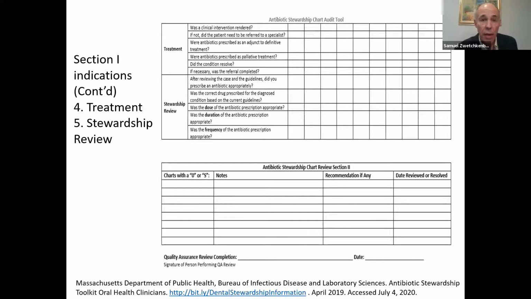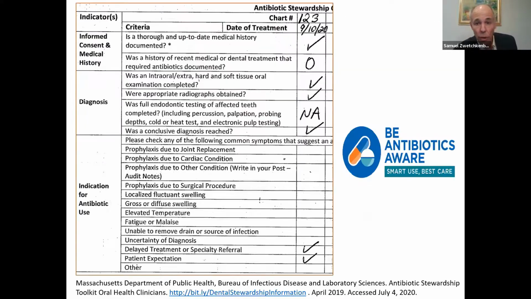The other thing it goes over is the treatment, it asks you questions about your treatment, and then finally asks you to do a stewardship review. So I think if fellows were to go through this for 10 charts, it would be very enlightening and perhaps inform you on things you can do for quality improvement.